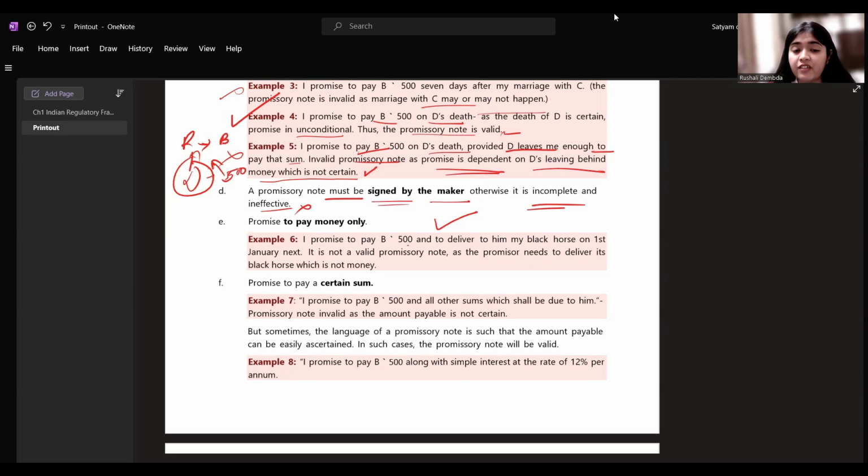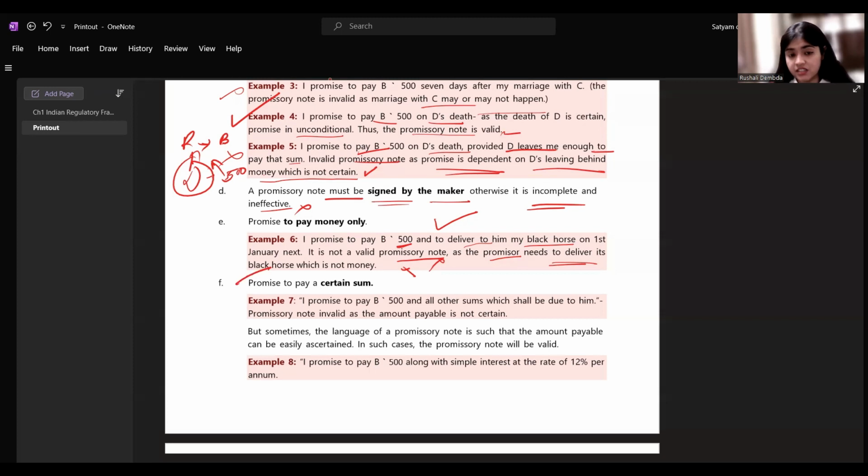I promise to pay 500 to B and to deliver him my black horse on 1st January next. It is not a valid promissory note, as the promisor needs to deliver its black horse, which is not money. You cannot give any goods or services other than the money. Then it is not a promissory note. It is not a valid promissory note.